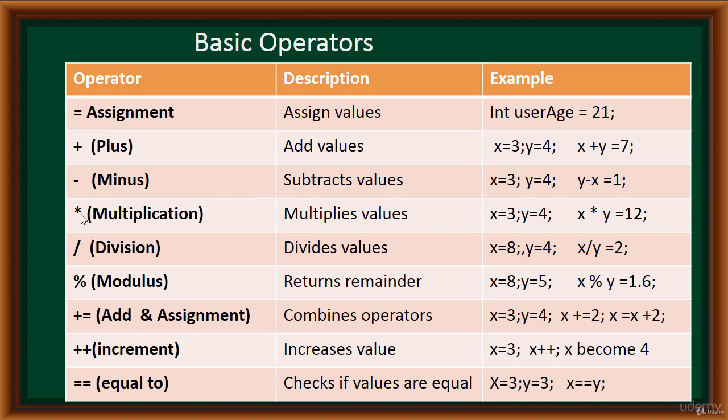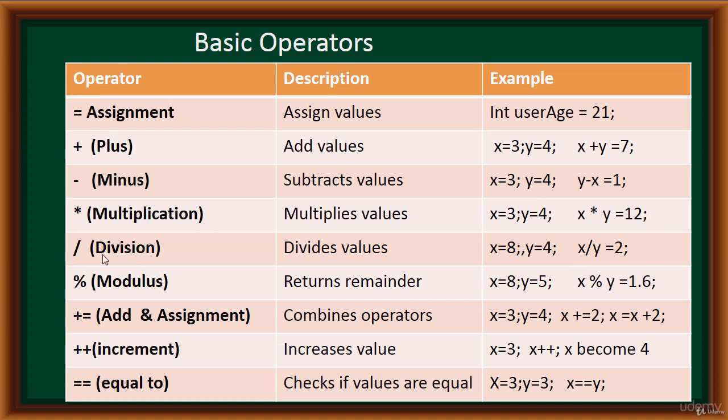This is the multiplication operator, and it multiplies values. So we've got some variables declared here. x is 3, y is 4. To multiply x by y, we just use the multiplication operator, and we get a value of 12.